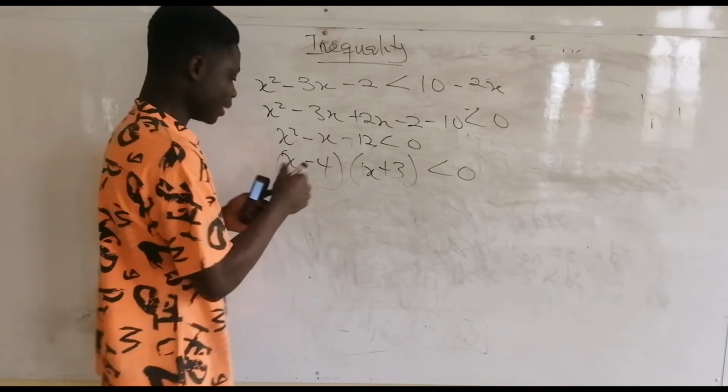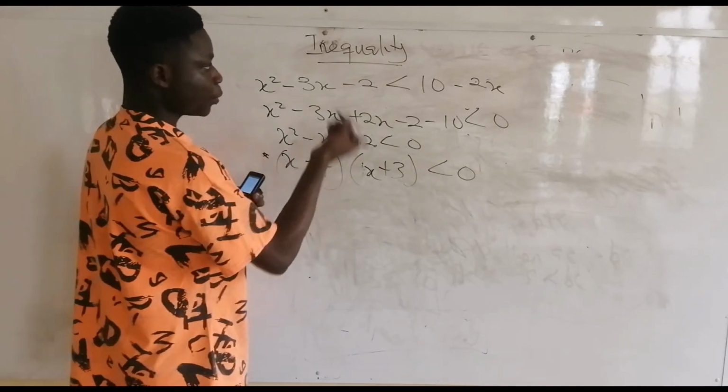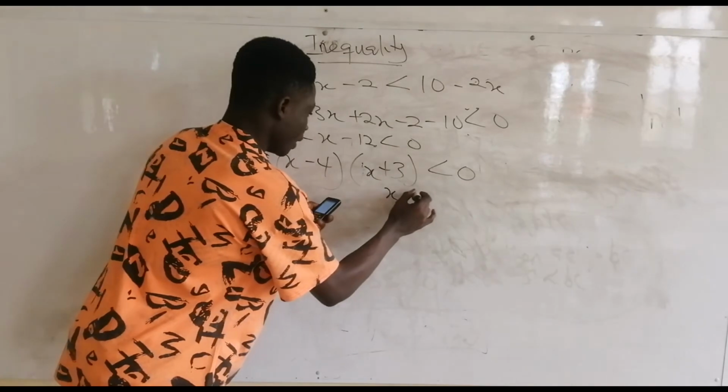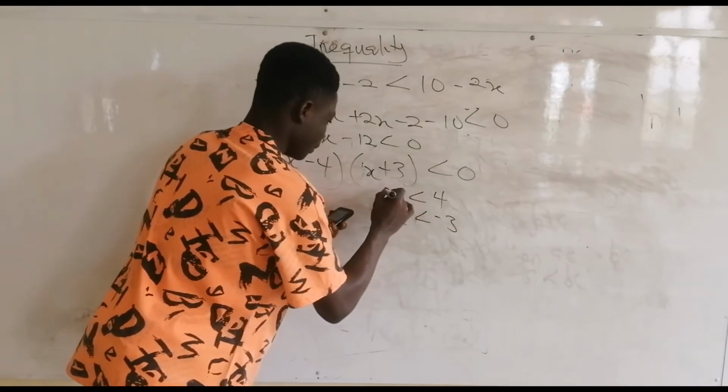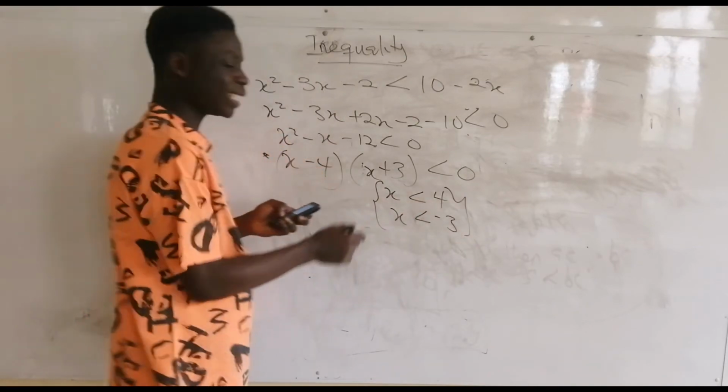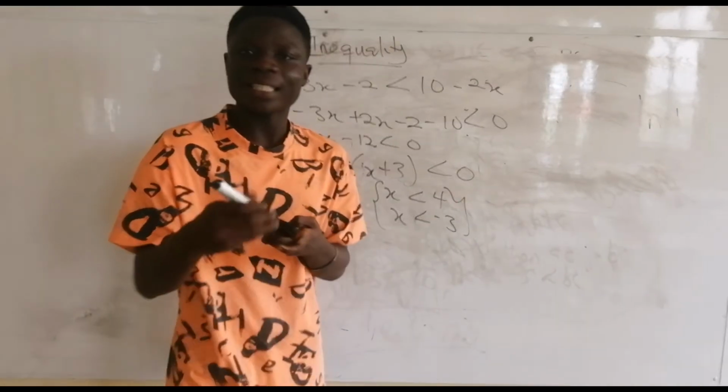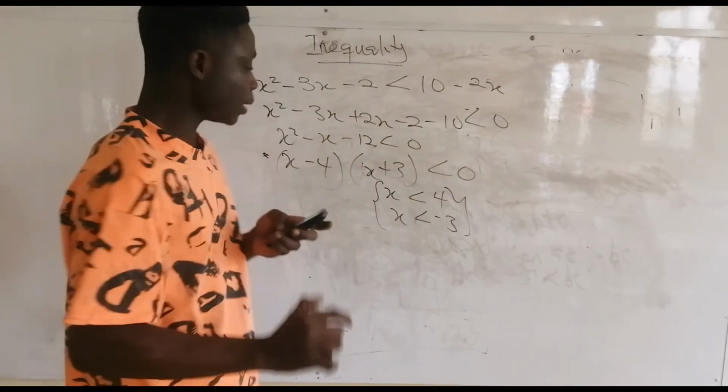Now from here, take note of this one. So from here, you know that we are going to get x less than 4 and x less than -3. So this is the interval, right? In fact, this is not the answer. You must test that the answer is correct. So what you do now, you're going to test.